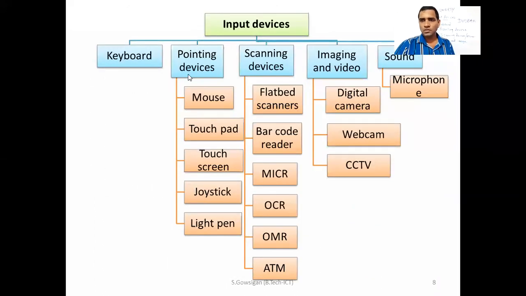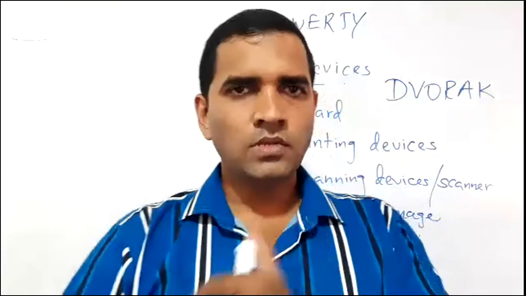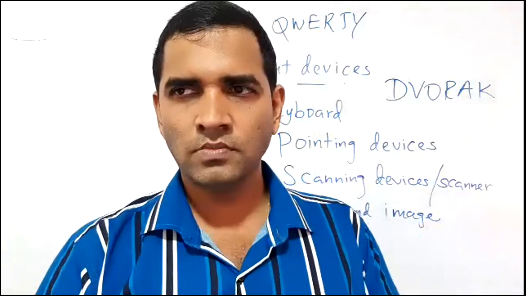So look at the types. I already divided, right? So your hardware is divided into 5 types. Keyboard, I explained. Pointing devices, scanning devices, imaging and video devices, and sound input devices. Just now we finished the keyboard. So let's take the pointing device. And then we need to take the examples one by one, right? So I will tell you what a pointing device is. That name again tells the story. So tell me, what is a pointing device?